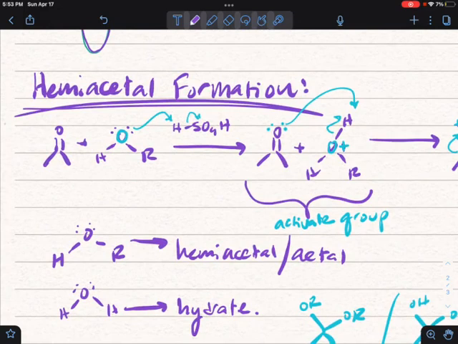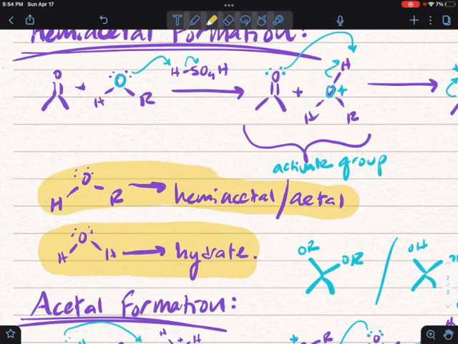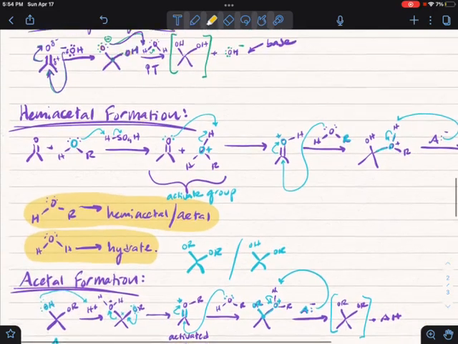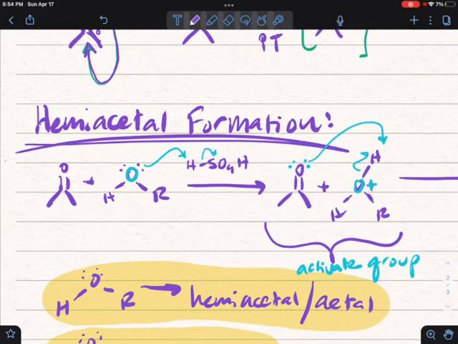Next, let's talk about hemiacetal formation. And like I explained before, we have our hydrate, which is an oxygen connected to two hydrogens, because we're using water as a nucleophile. But to create hemiacetals or acetals, we will use water, except instead one of the hydrogens has been replaced by an R group. So we'll see how we use that as we continue. But first, to create an acetal, we have to make a hemiacetal.